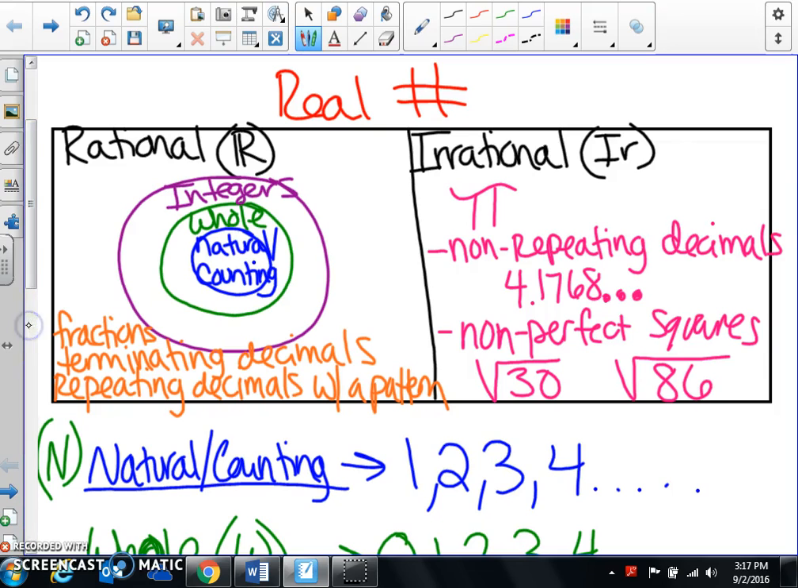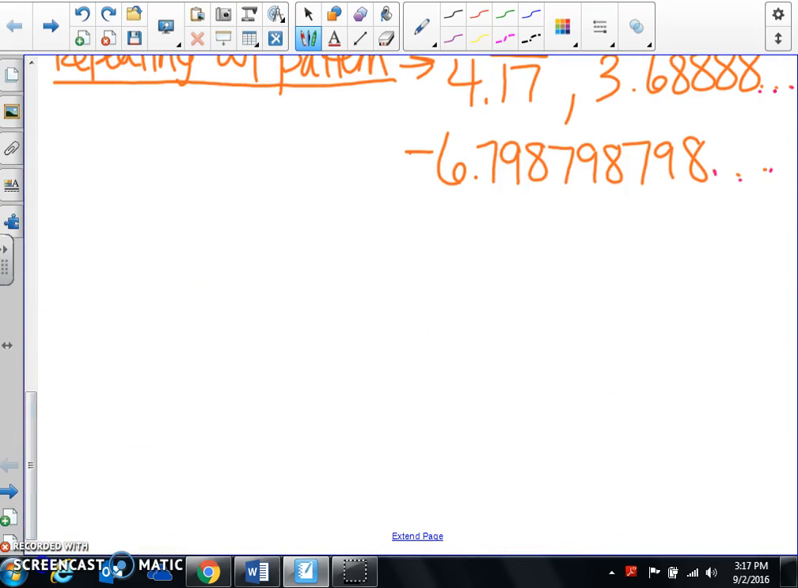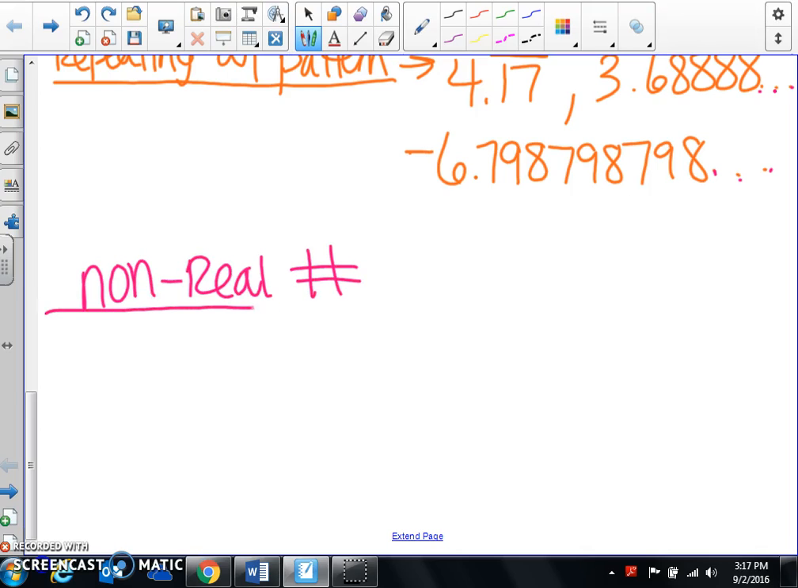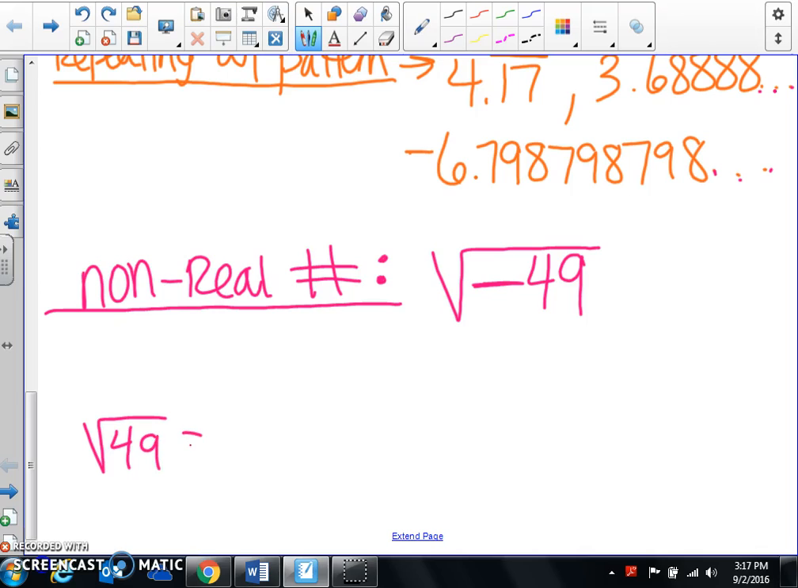The only time that you will ever see a non-real number, which believe me, it's going to be rare, so be for sure before you tell me it's a non-real number, is if you have a square root and the negative is inside. So the square root of negative, let's say 49. That is not a real number because let's take a real number, which is 49. Square root of 49 is 7.